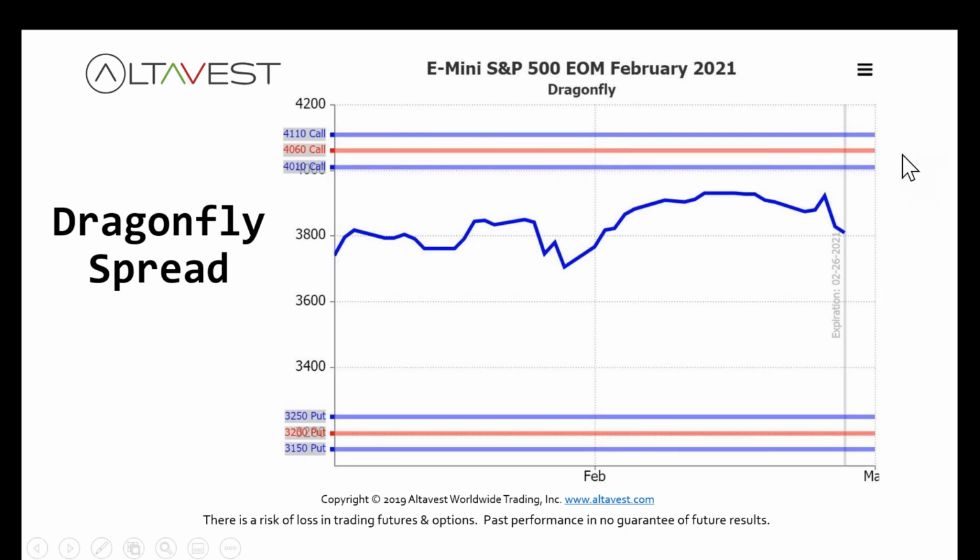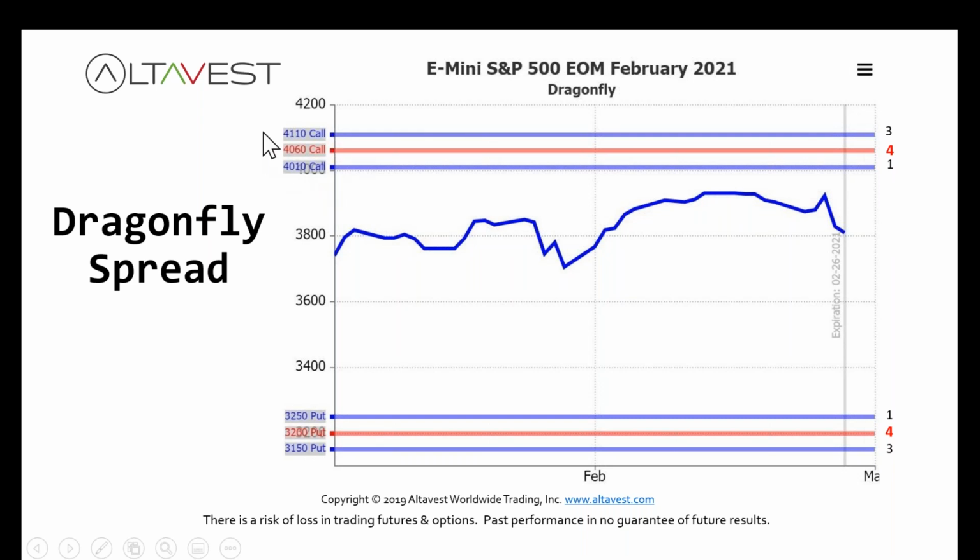Here's what you do. The red lines are the calls that we're selling. We sell 4 of these calls. You buy 3 higher strike calls and 1 closer to the money call. Now the same structure, you do the same thing below. Sell 4 puts, buy 3 further out of the money puts, and then 1 closer to the money put. And that's the same structure for every Dragonfly.